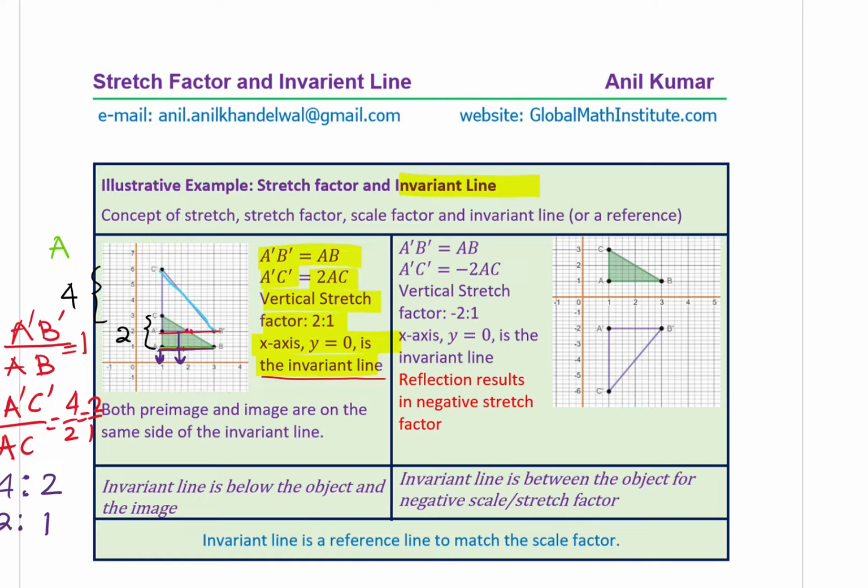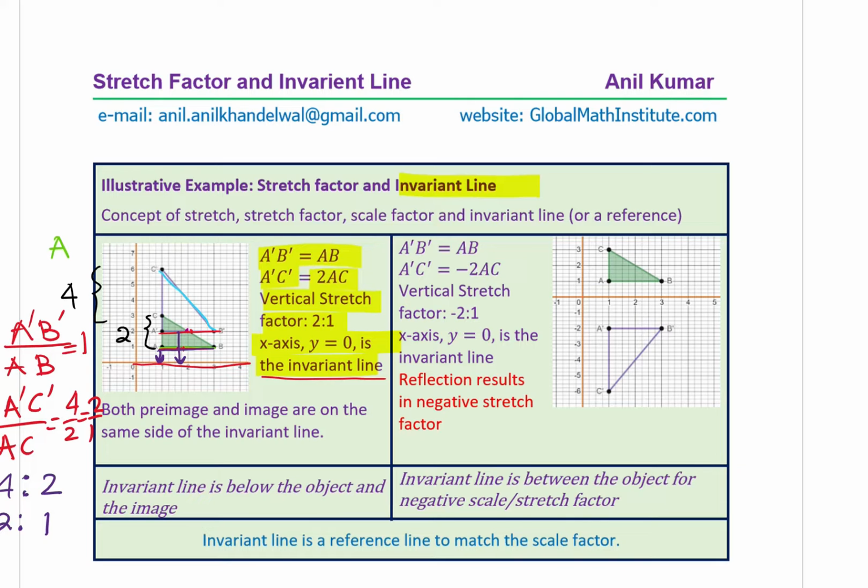So what we notice here is that both pre-image and the image are on the same side of the invariant line. So this is the invariant line for us, the x-axis, and from here we see that the origin is 1 unit away and the image is 2 units. They are in the ratio of 1 is to 2. Every point is in the ratio of x to 2x, right? So the ratio is maintained.